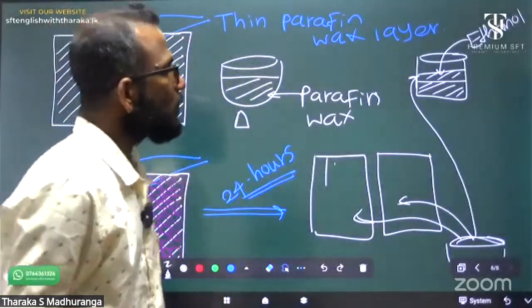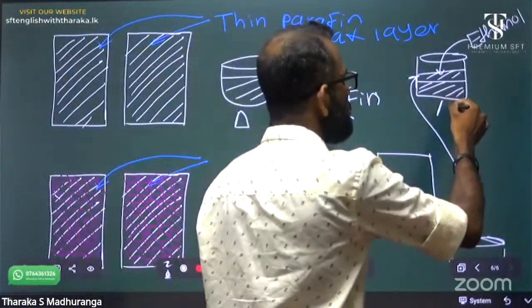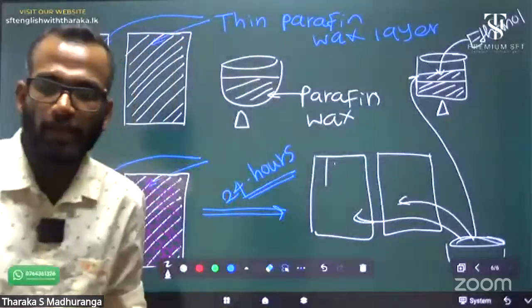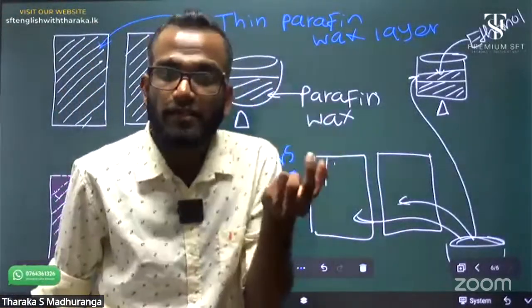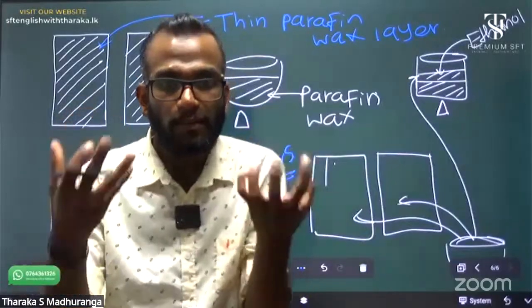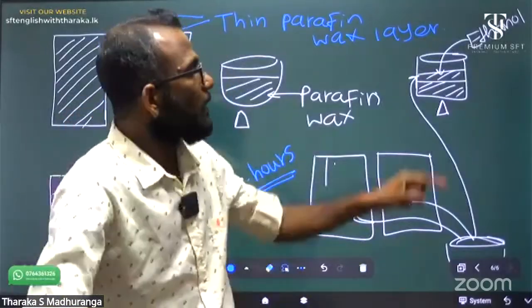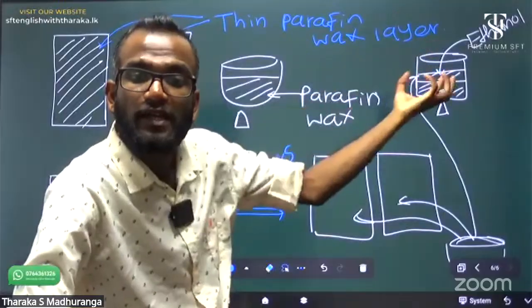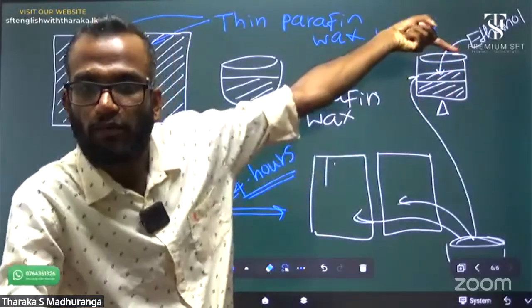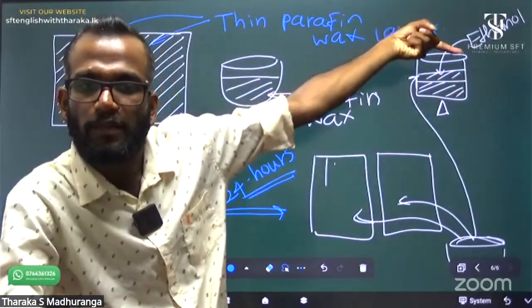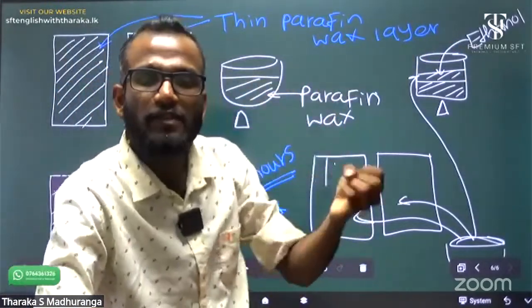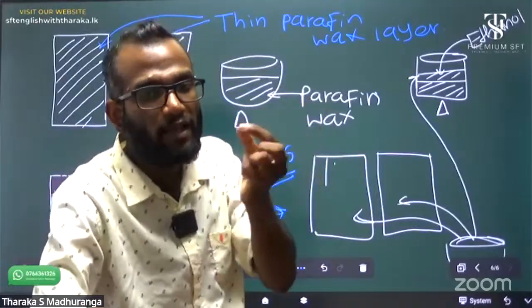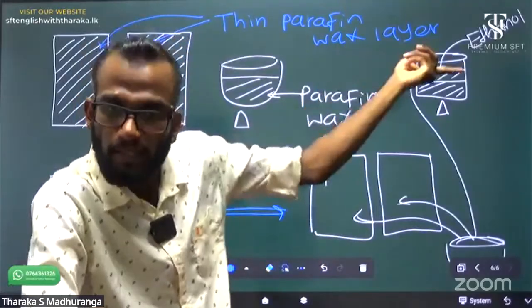Okay, after adding ethanol, we can heat this. In the heating process, what happened? In the heating process, again this paraffin wax melts, and the compounds contained in the wax dissolve in ethanol.